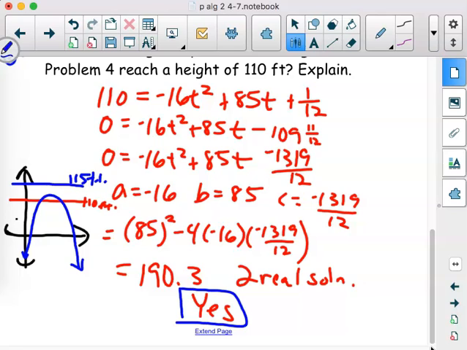Now, if we wanted to know where those spots were, we could continue on and use the rest of the quadratic formula to find those. But today is just about, hey, can I find this or can't I find this? So if we get two real solutions or we get one real solution, then we can say, yes, this actually happened. But if we get a negative, that tells us no real solutions. Can't do it. All right.